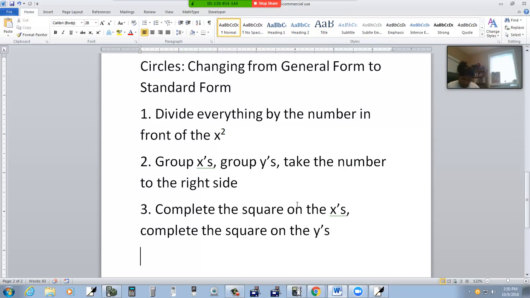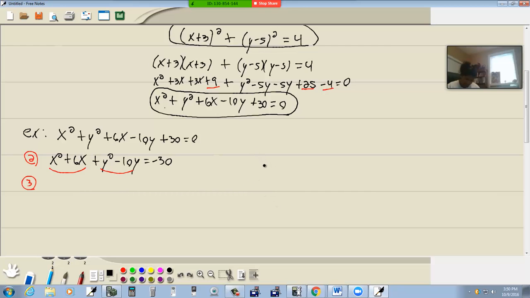Now step 3 says complete the square on the x's. What we do with completing the square on the x's is we take the number that's before x, which is 6, and we multiply it times a half and we square it. It's always times a half and it's always squared. Now 6 times a half is 3, and 3 squared gives us 9. And then we want to add that to both sides. So I got x squared plus 6x plus 9. And over here I'll have negative 30 plus 9.